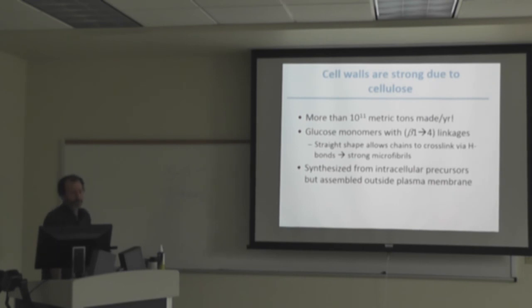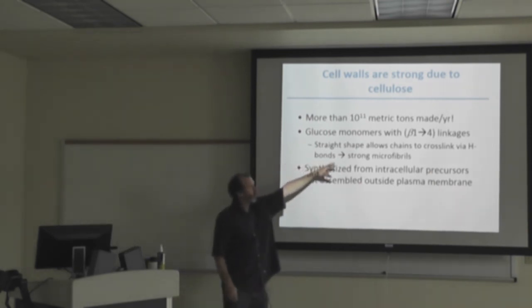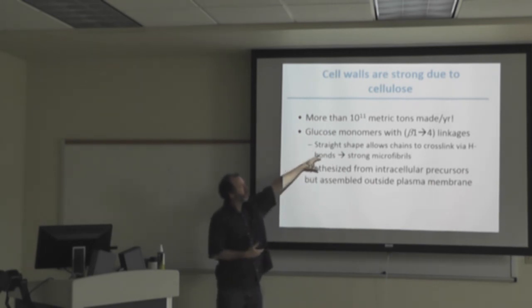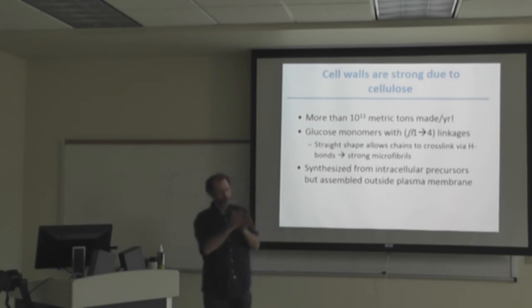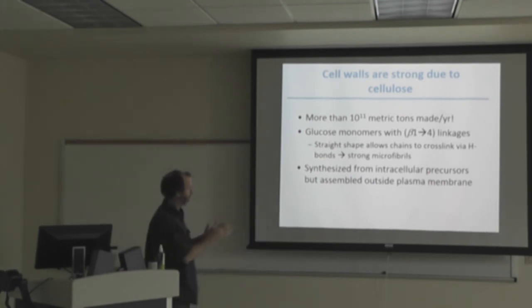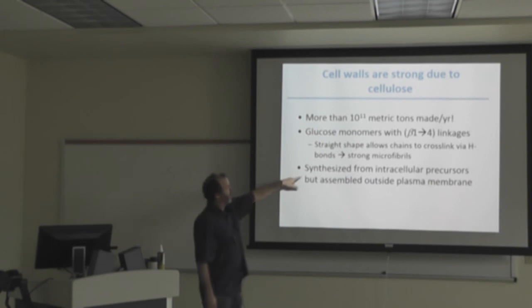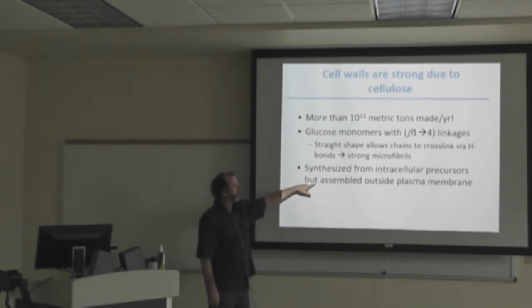Cell walls are strong due to cellulose, right? So more than 10 to the 11 metric tons made per year of cellulose. So that's a lot of carbon fixing, right? And a lot of structure, a lot of wood. Glucose monomers with beta 1 to 4 linkages make cellulose. Straight shape allows those chains to cross-link via hydrogen bonds, so you form those really strong fibers in the cellulose. Synthesized from intracellular precursors but assembled outside the plasma membrane.